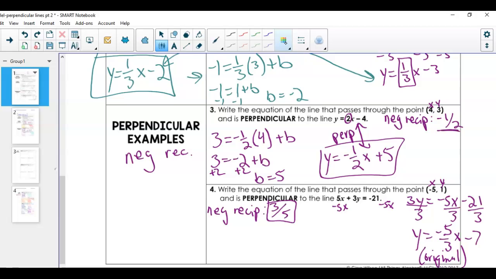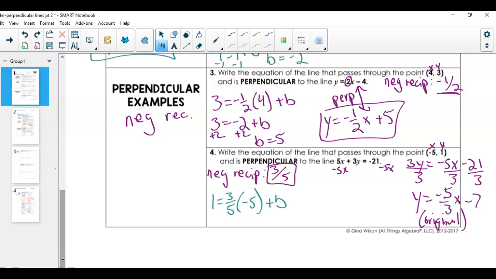So my y value is 1. My slope is 3/5. My x value is negative 5. And I'm trying to find my new y-intercept. 3/5 times negative 5. Well, the 5s are really going to cancel. So this is just going to be negative 3. And then I can add 3 to both sides.